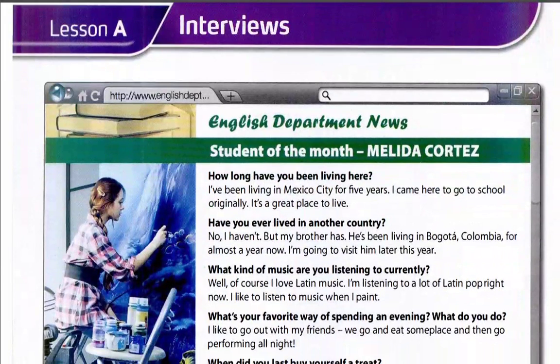We have here an interview of a student named Melida Cortez. It appears that she is an art student at a university. You can see her here painting a beautiful picture. And there are some questions here. She is the English Department Student of the Month, and she's being interviewed by the department newsletter for an online interview. How long have you been living here? I've been living in Mexico City for 5 years. I came here to go to school originally. It's a great place to live.